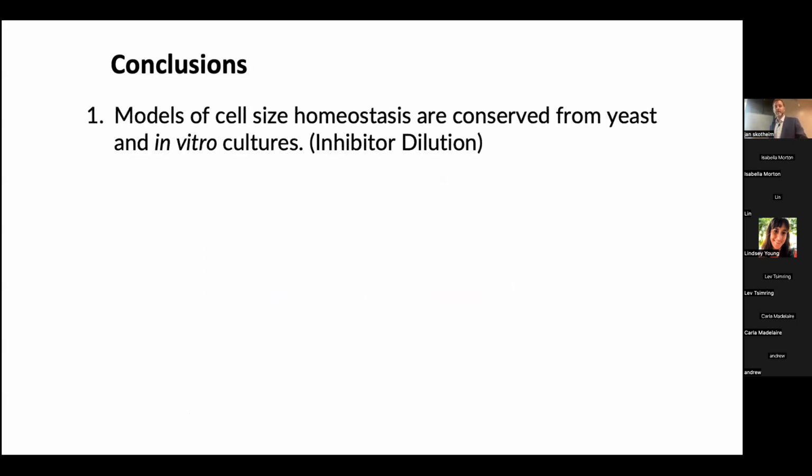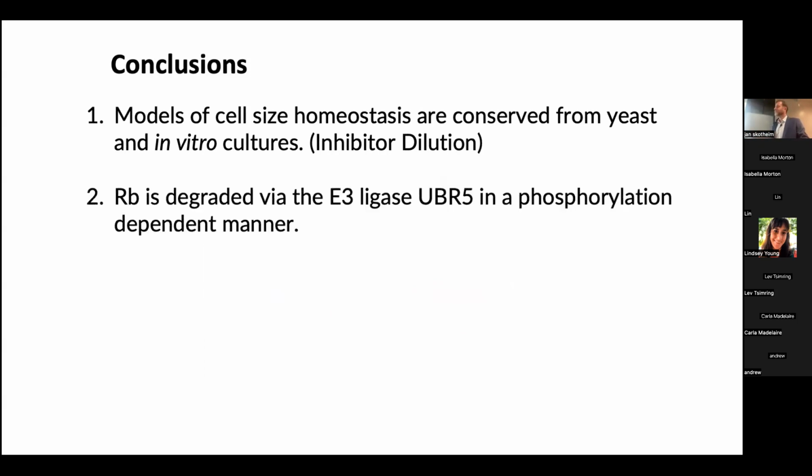So, okay, those are the conclusions to that. The major conclusions that I want you to take away from this talk are, first, we identified this conserved inhibitor dilution model, which is conserved from yeast to human and mouse cell cultures. The important inhibitor being diluted in G1 phase in human cells and mouse cells is the retinoblastoma protein RB. And that's targeted by the E3 ubiquitin ligase in some phosphorylation dependent manner. And that's a key building block giving its concentration dynamics.